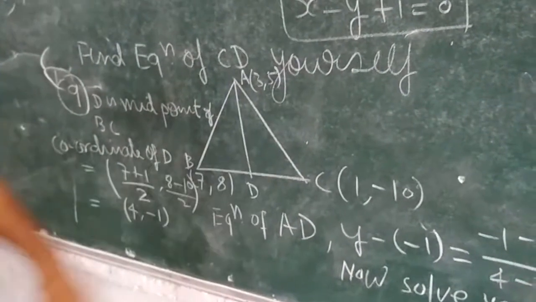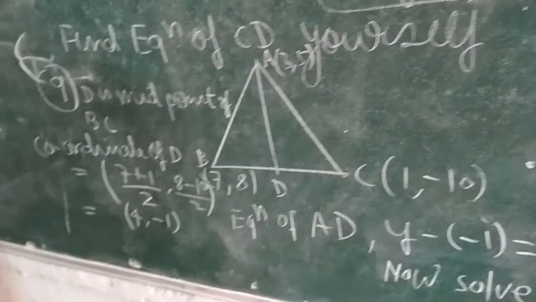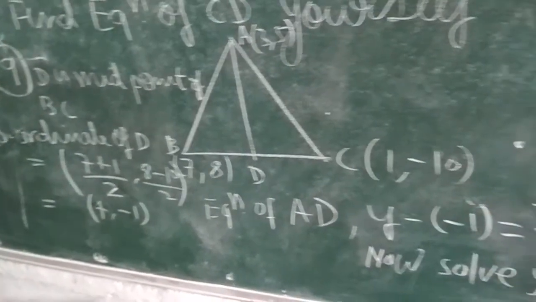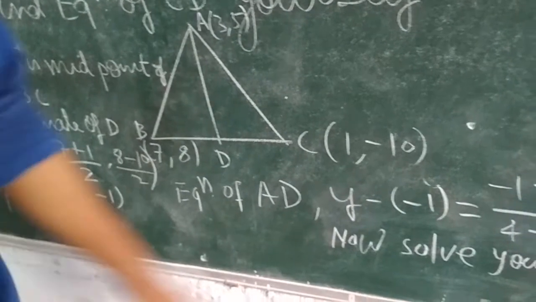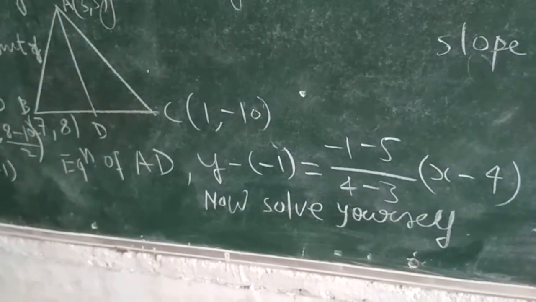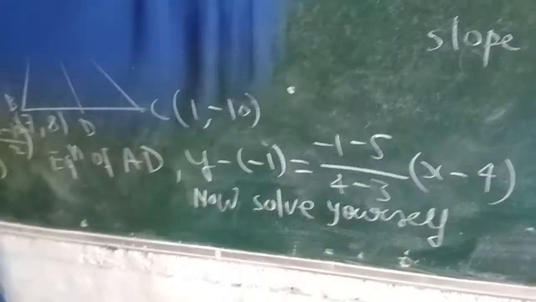Find the coordinates of the midpoint: (7 plus 1)/2, (8 minus 10)/2, it is (4, -1). Now we can find the equation of AD. Like this, I put the values in the formula. Now you solve it yourself.